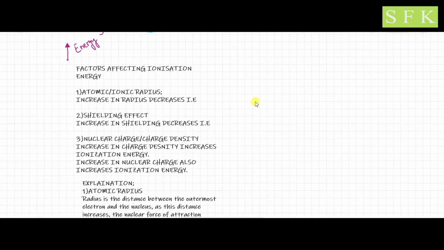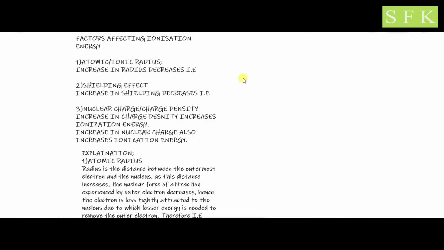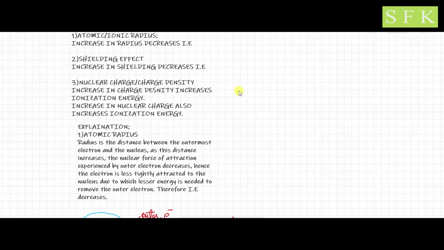The first factor that affects ionization energy is atomic or ionic radius. Atomic radius when we are talking about the first ionization energy, ionic radius when we are talking about successive ionization energies, because in that case the electron is being removed from an ion. As the radius increases, ionization energy decreases. We'll look at its explanation down here, but let's go over the other factors as well.